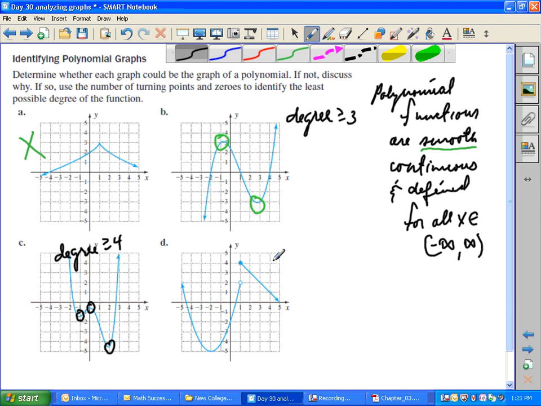And lastly, we have this. This is discontinuous. Actually, this point fills in that point, but we still call it discontinuous because it's not smooth and continuous and connected. So this is not a polynomial function. That's all for the first video.